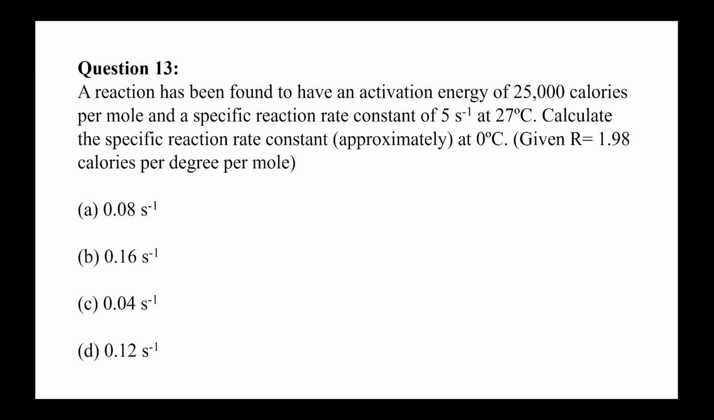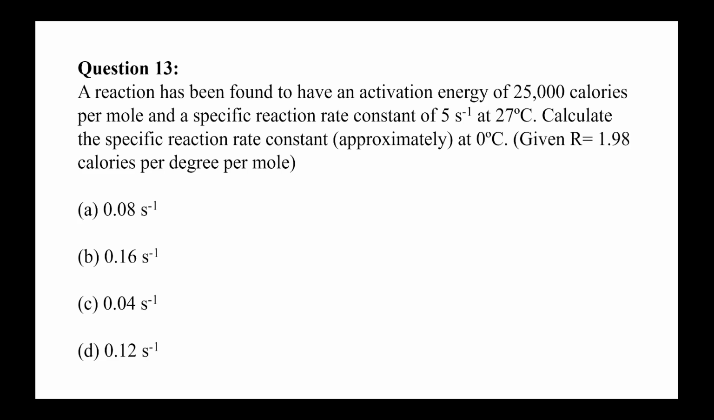A reaction has been found to have an activation energy of 25,000 calories per mole and a specific reaction rate constant of 5 per second at 27 degrees Celsius. Calculate the specific reaction rate constant at 0 degrees Celsius given the value of R, that is the gas constant, as 1.98 calories per degree per mole.